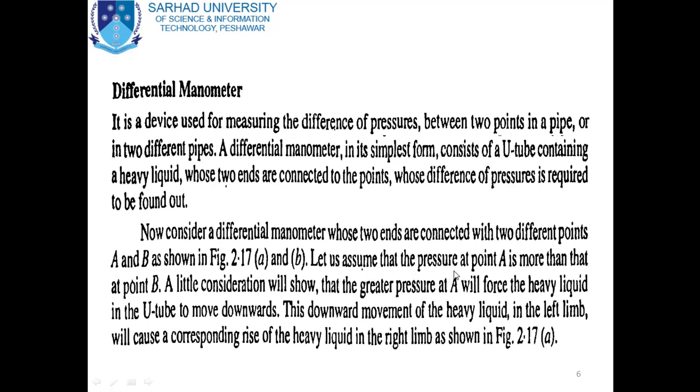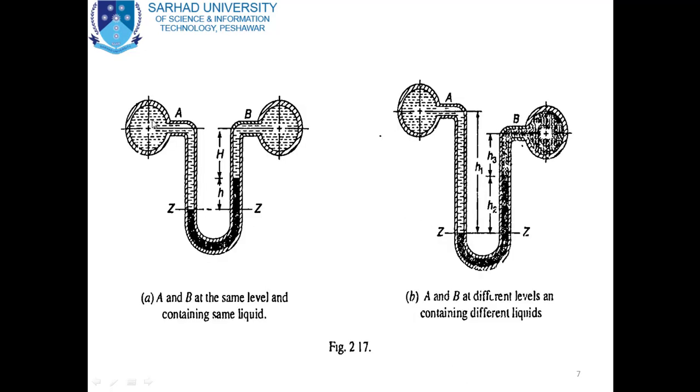Let us assume that the pressure at point A is more than the pressure at point B. A little consideration will show that the greater pressure at A will force the heavy liquid in the U tube to move downward. This downward movement of the heavy liquid in the left limb will cause a corresponding rise of the heavy liquid in the right limb, as shown in figure 2.17a. So as a result, the pressure at A exerts pressure on the heavy liquid and tends to move it downward, and the heavy liquid moves upward in the right limb.